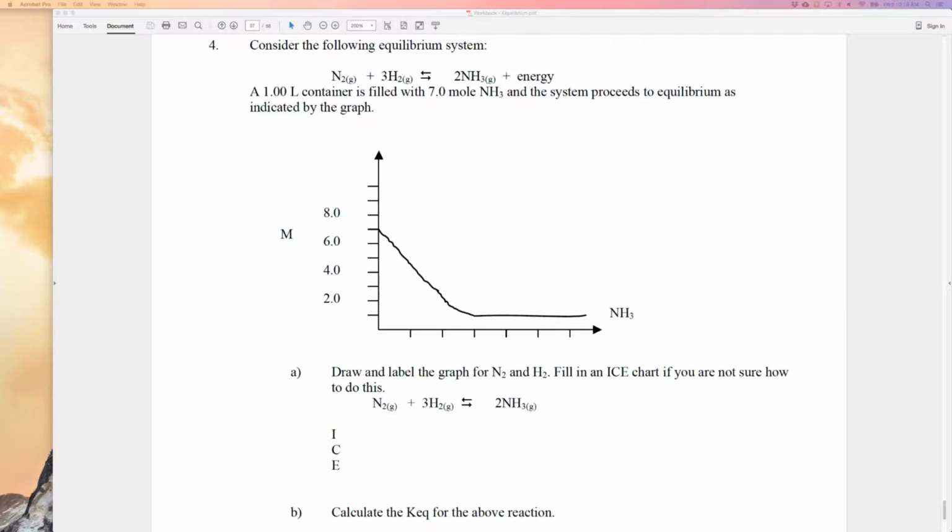So we take nitrogen gas with hydrogen gas, and we create ammonia, and that is an equilibrium reaction that is exothermic, right? So we create energy. And they tell us that we have a 1 liter container filled with 7 moles of ammonia, and the system proceeds to equilibrium as indicated by the graph. So we have NH3 as our only component.